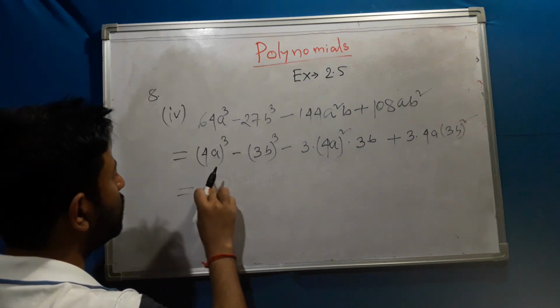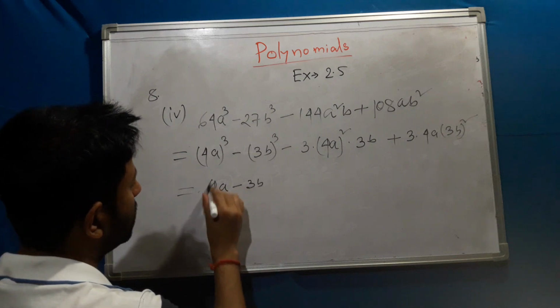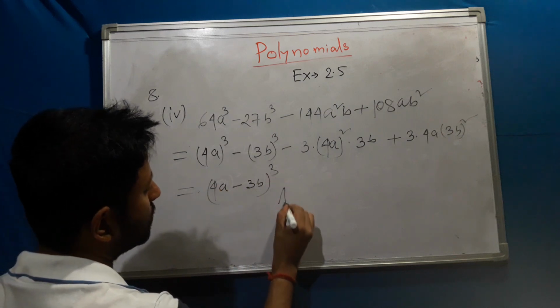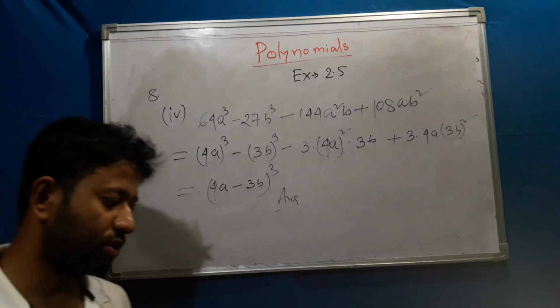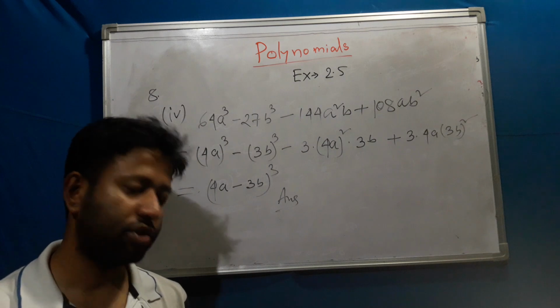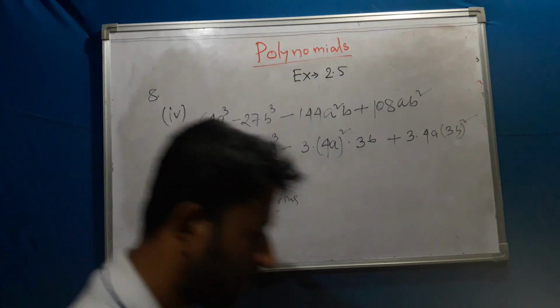Then it will be a cube, that means 4a minus 3b whole cube. So this is the answer. Okay, so the remaining questions follow the same pattern. Just you guys solve them at home, and if any problems arise, write in the comment section.